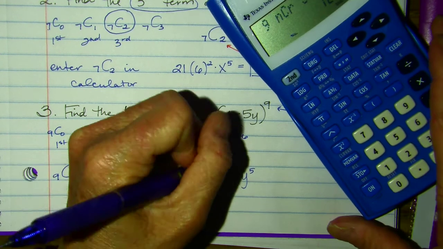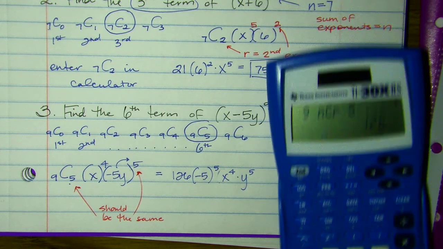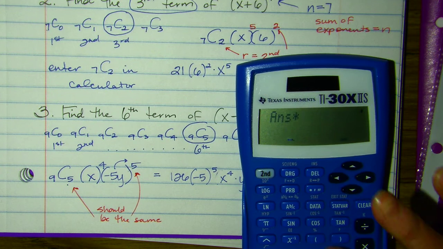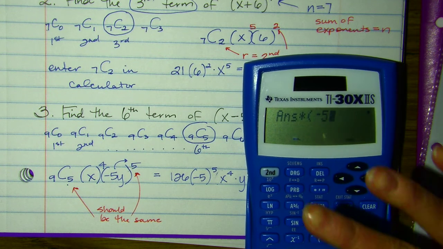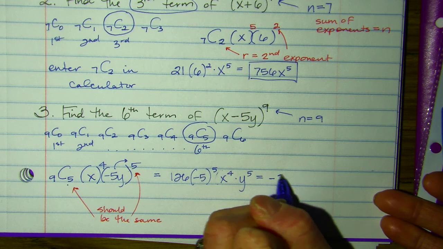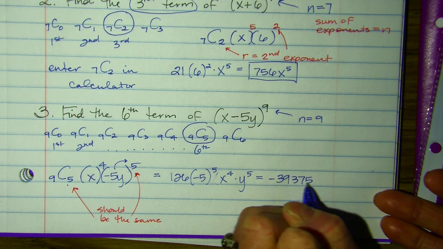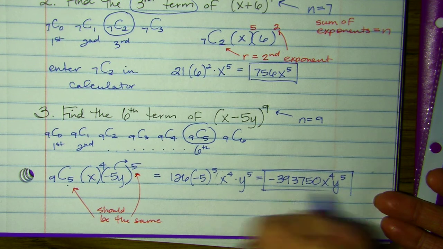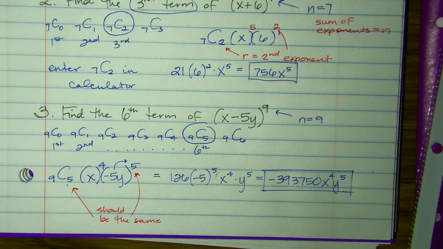And I don't need parentheses here. So I'm going to enter what I have left in my calculator. I'm going to get a big number. Shame on me, I just picked negative 5 to the 5th. Woo! So negative 393,750 x to the 4th, y to the 5th. So let's go back to our lesson practice, part D, and we'll finish our notes. And we are going to get into probability. So hopefully you have your book.